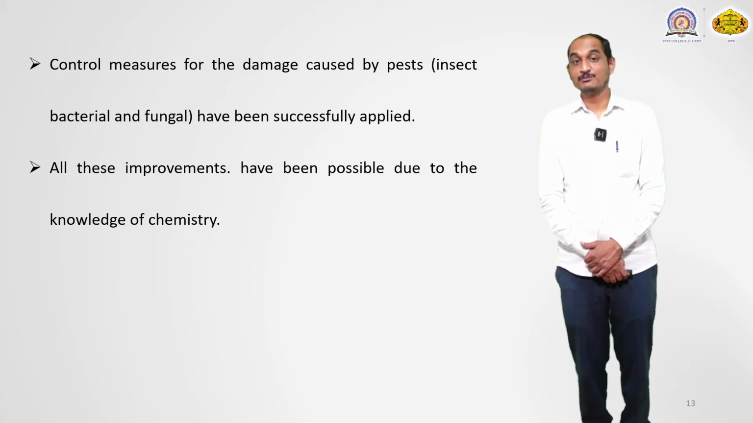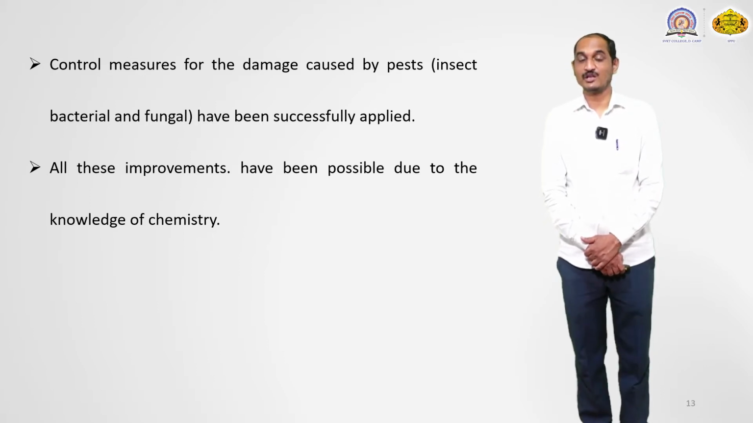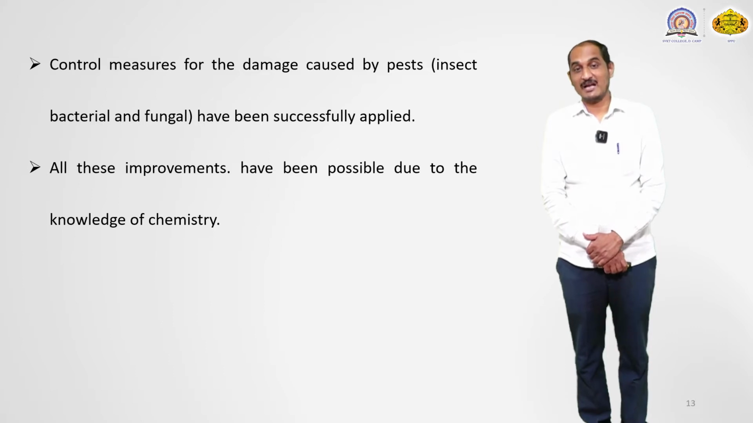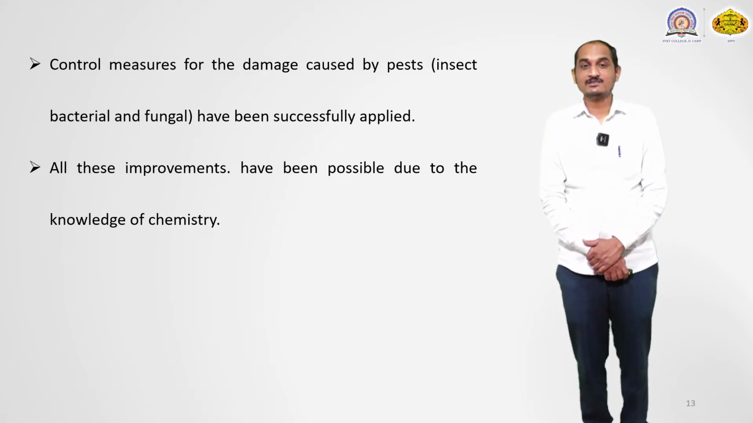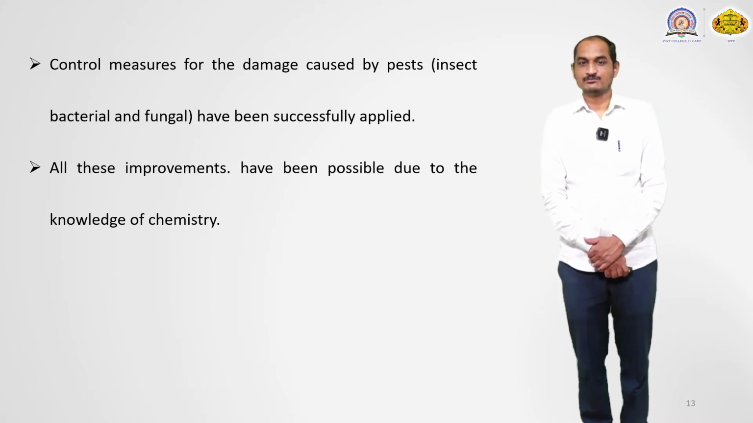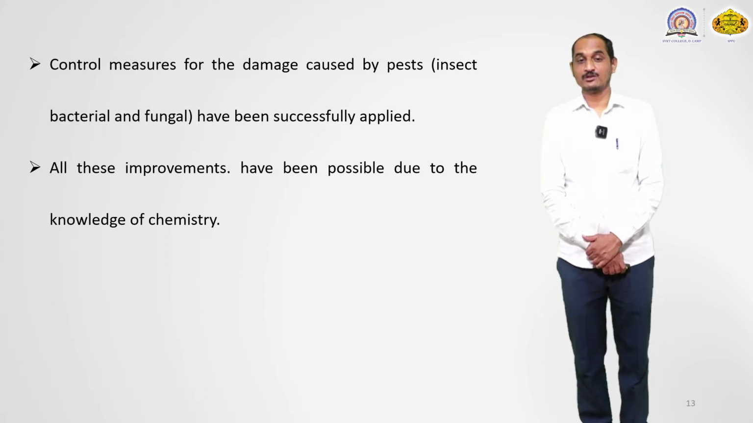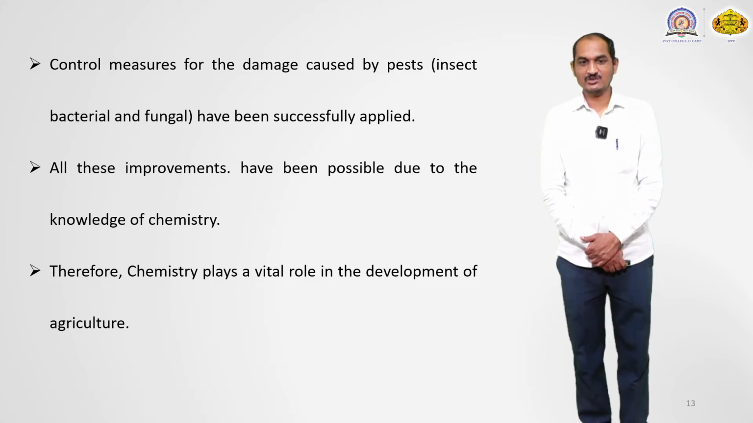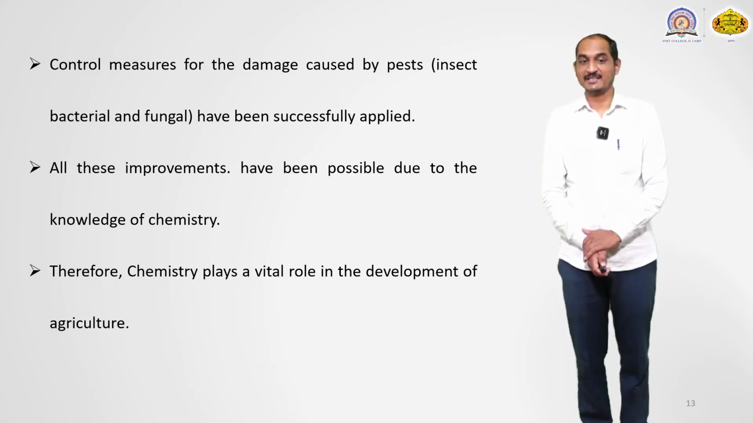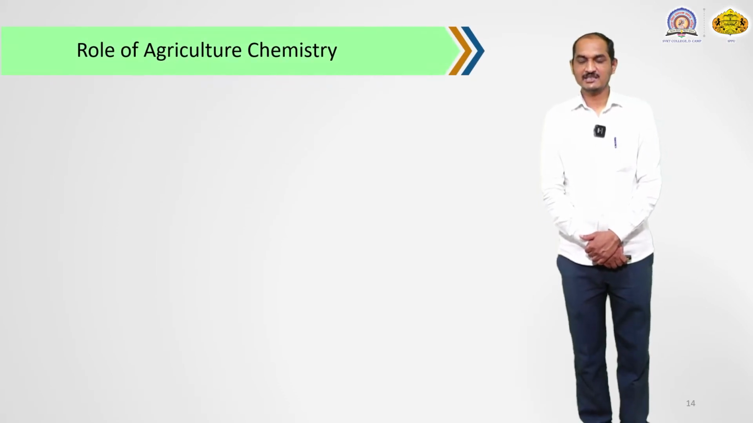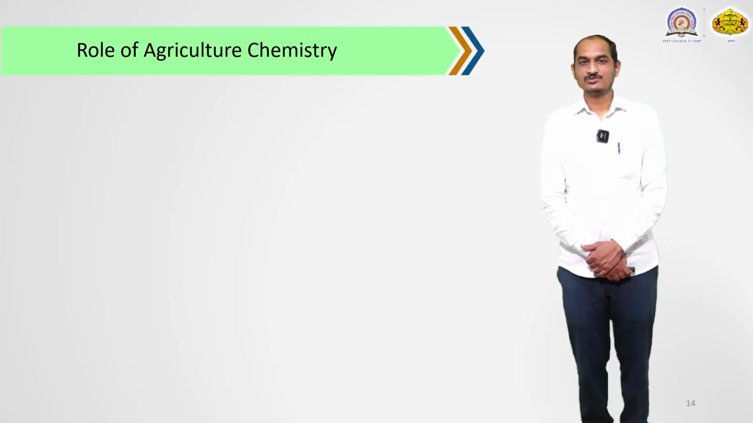And all these improvements have been possible due to the knowledge of chemistry, because chemistry is a very principal subject and it is related to all the branches of science. And if all these drawbacks and loopholes in the agricultural sector can be fulfilled with the knowledge of chemistry, therefore chemistry plays a vital role in the development of the agricultural sector. This is all about the introductory part about agricultural chemistry and soil chemistry.